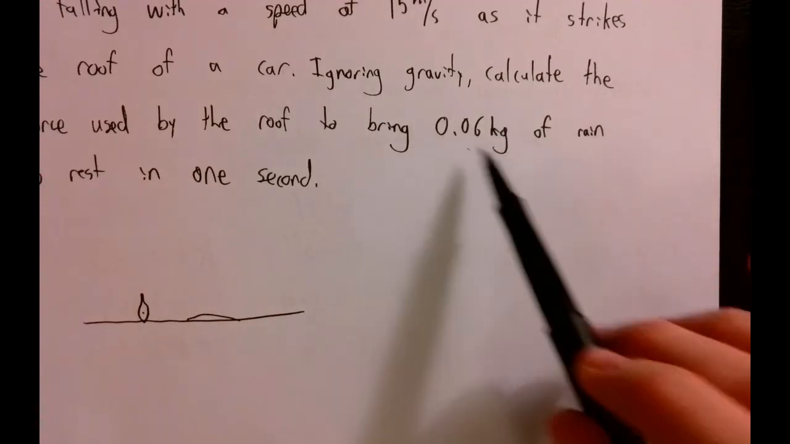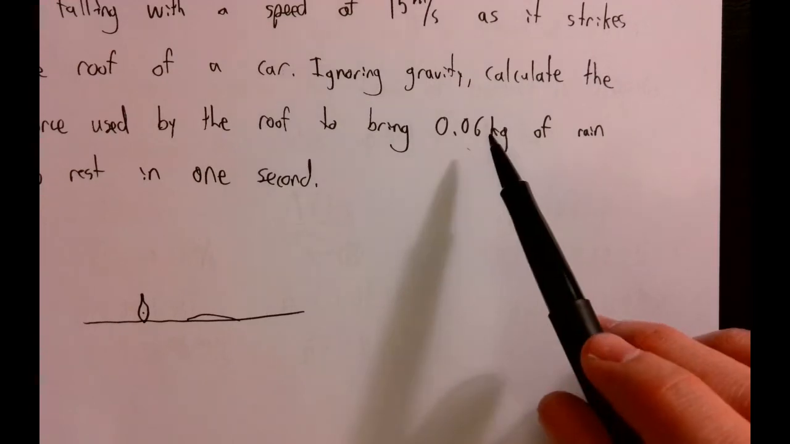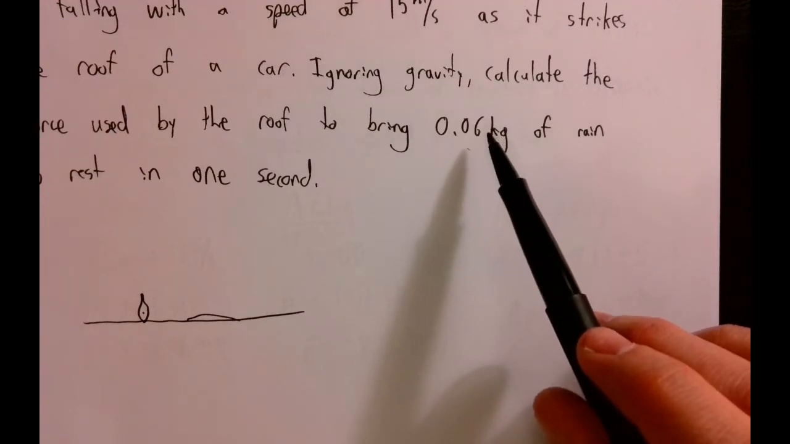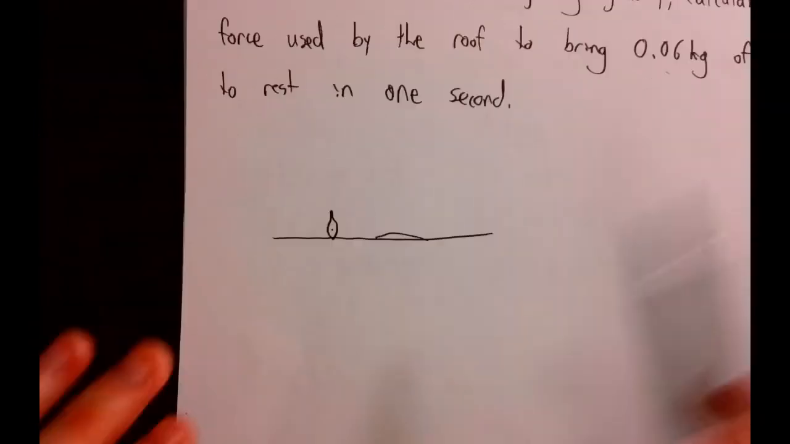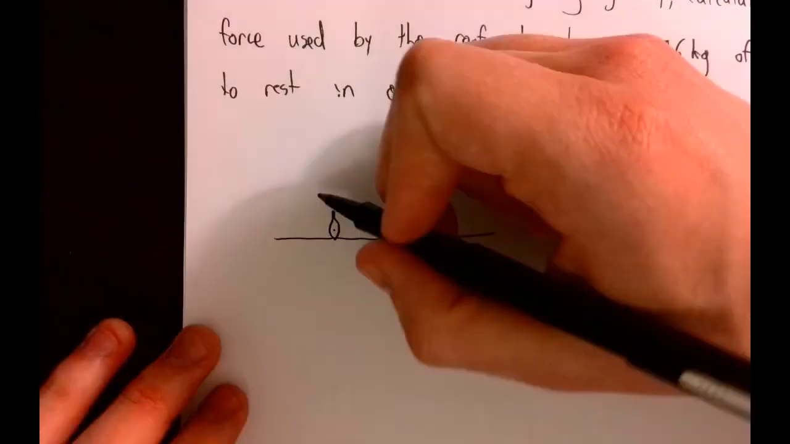So basically, the only reason I wanted to show you this is to show you two things. The fact that V initial is negative 15. It's negative because it's going down. And then VF is 0.